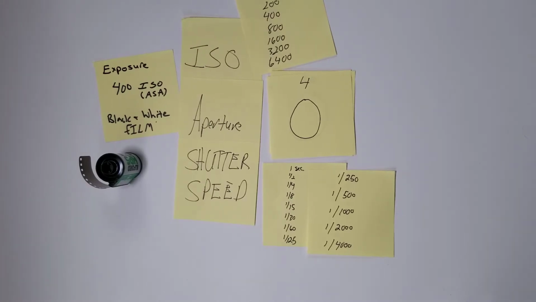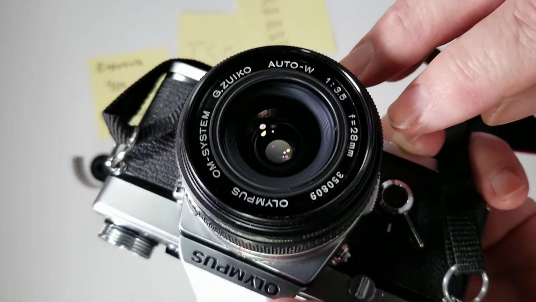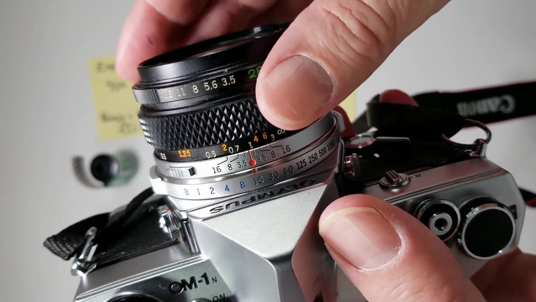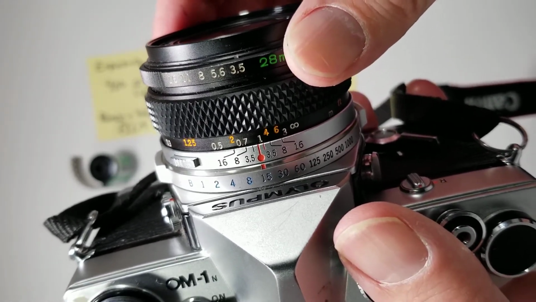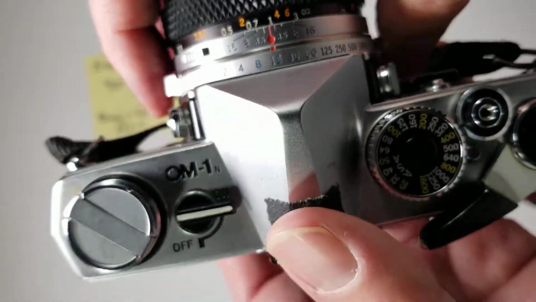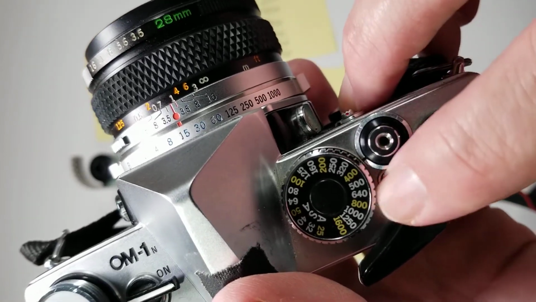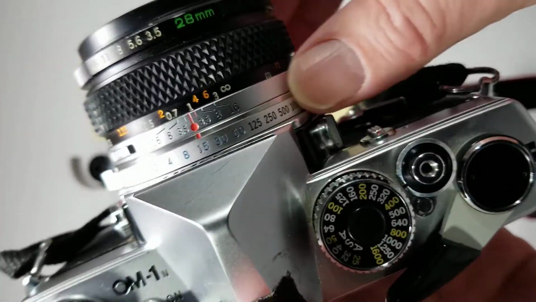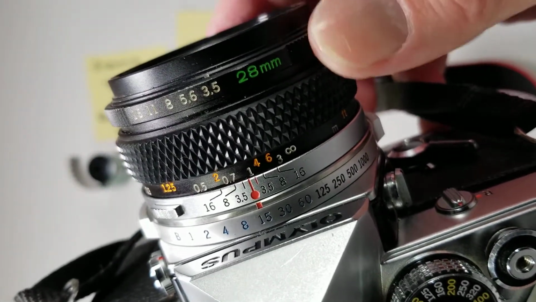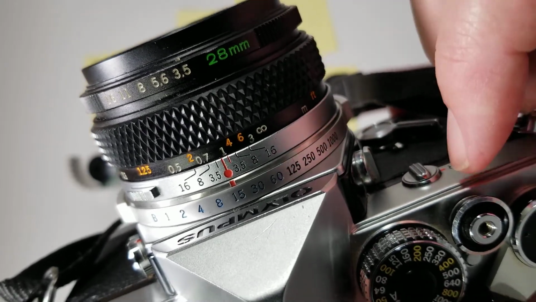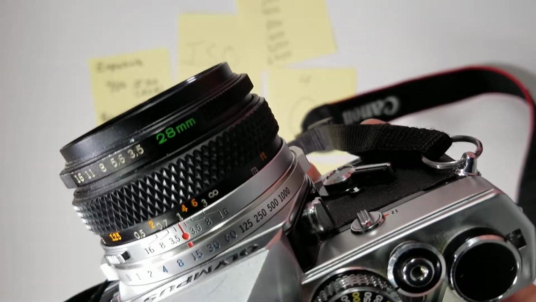For example, on this Olympus OM1, this is a 28 millimeter lens, which is a wider angle lens, which means it has a wider field of view. Its maximum aperture is 3.5. So what we need to do is meter the scene that we're looking at based on ISO 400, a shutter speed, and an aperture, and we need to get all three of them working together so we get a correct exposure. And all that's going to be based on the light that you have available to you.